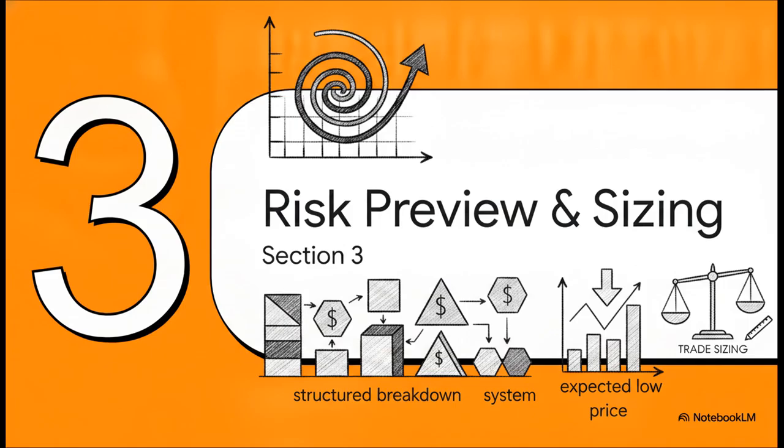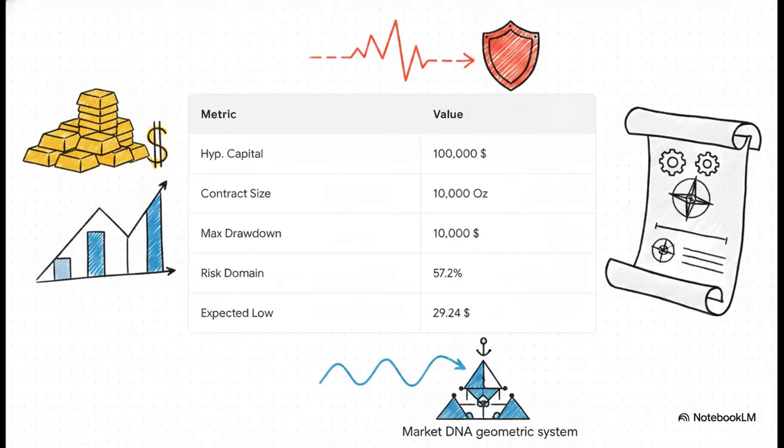Next up is Section 3, Risk Preview and Sizing. To put this scale into perspective, we're using a hypothetical capital of $100,000 with a contract size of 10,000 ounces. The expected maximum drawdown is capped at 10%, which equates to $10,000. Applying the Phase 1 parameters creates a risk domain of 57.2%. From all of that, the mathematically expected low price comes out to $29.24.